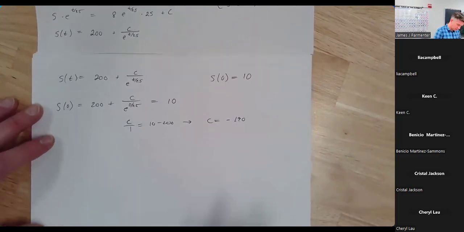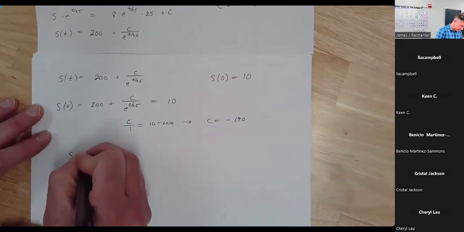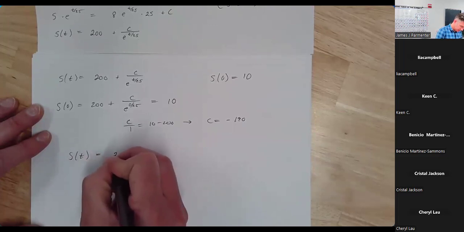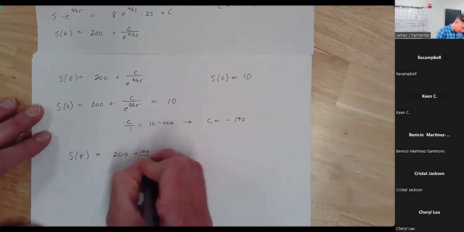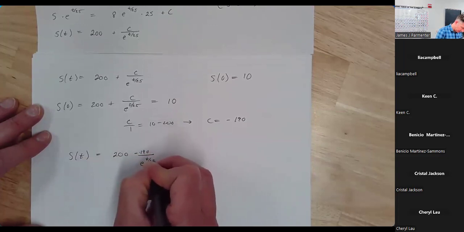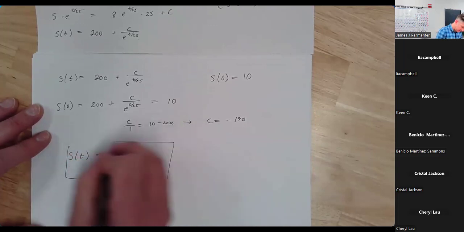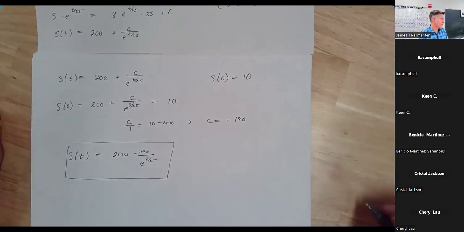So our actual solution to this system is that S of t is equal to 200 minus 190 over e to the t over 25. Kind of cool.